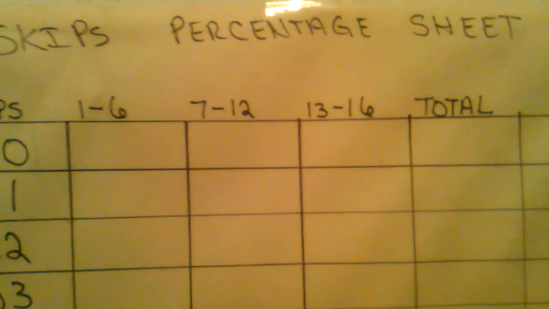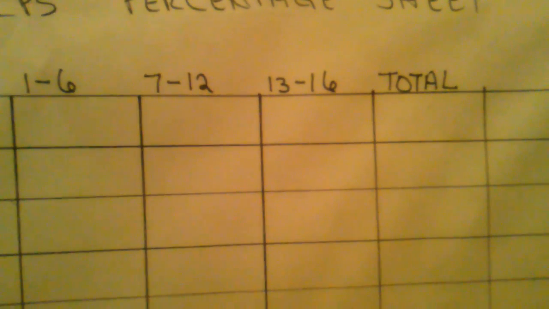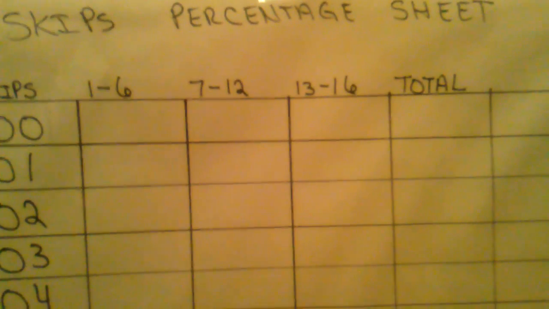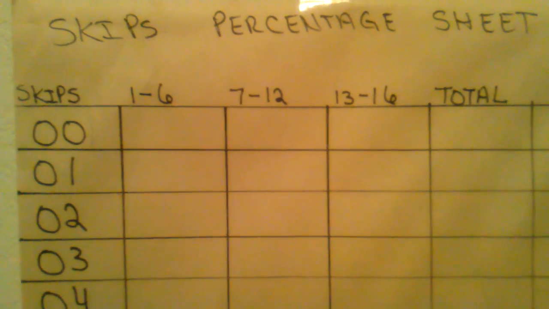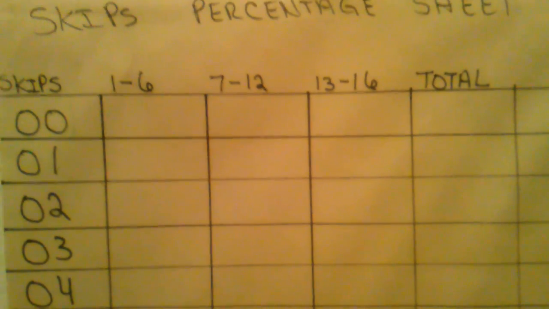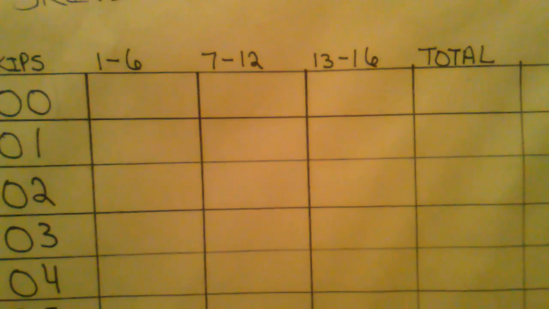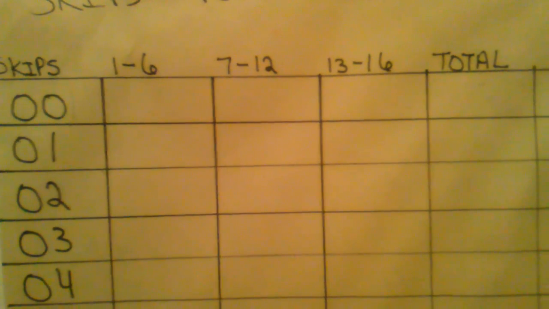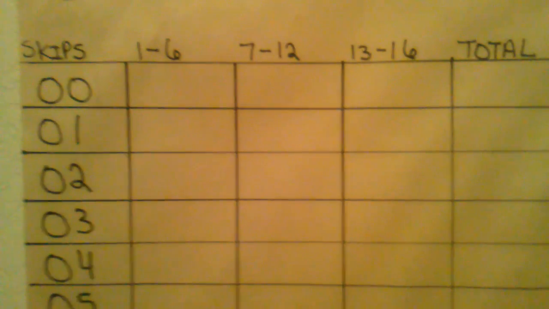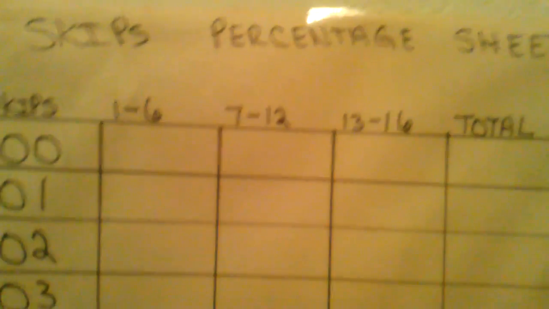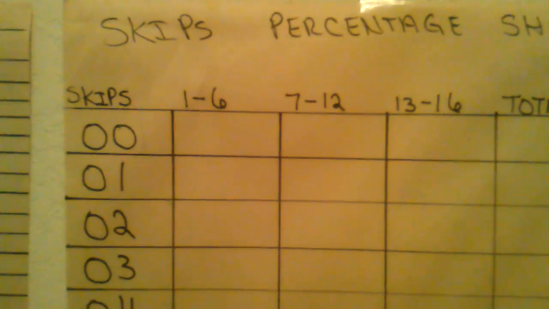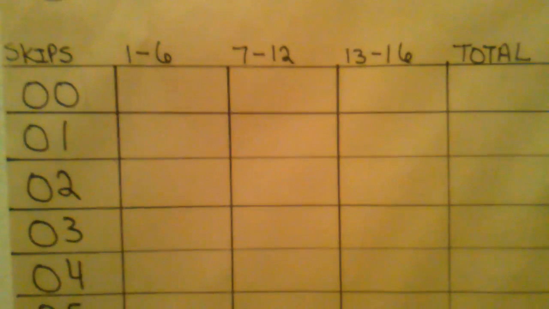Because what you're going to do to get your total, you're going to add these 3 columns. You're going to add it, and you're going to put your total here. What you're looking for is to see which drawing. It's going to help you determine which skips are due in the next drawing. And this is how you're going to get your number group for the next lottery.